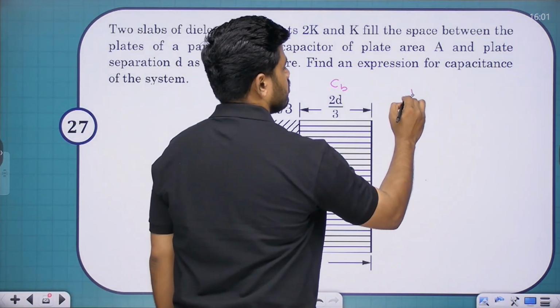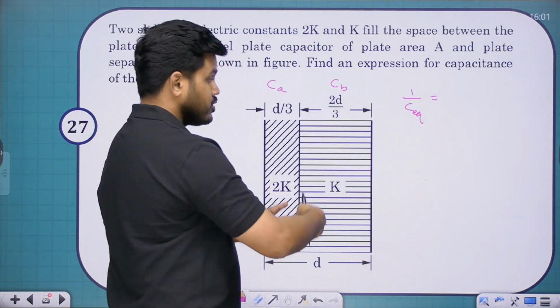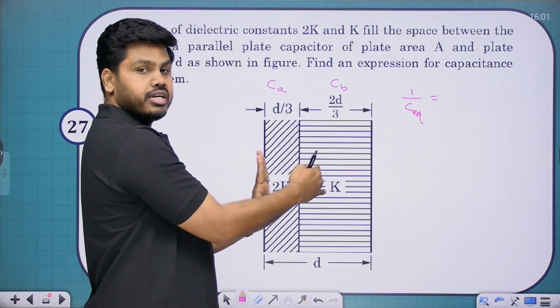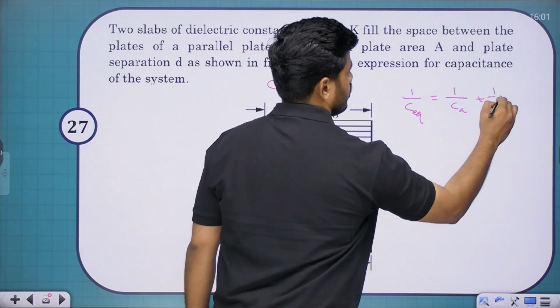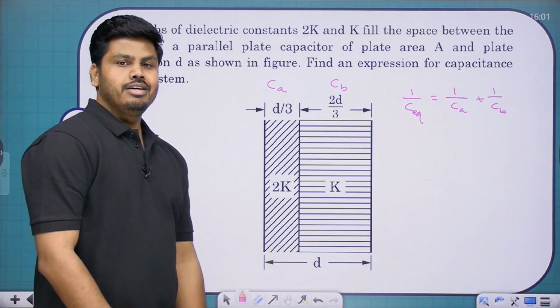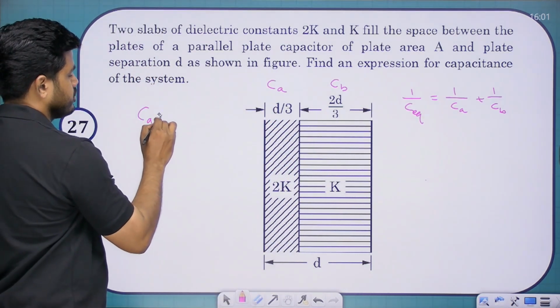So we can say 1 by C equivalent of this combination is equal to, series combination, right? They are connected in series, end-to-end connection. So series combination, 1 by CA plus 1 by CB, right? Total equivalent capacitance will be like this. So how can you write CA? Simply we can write CA here.